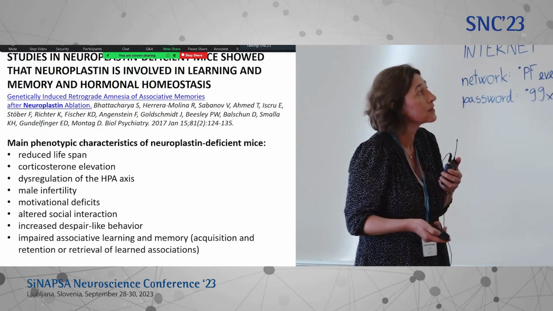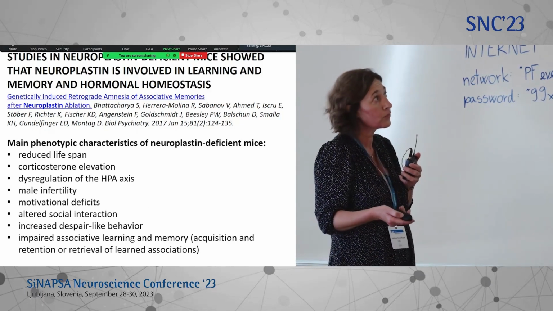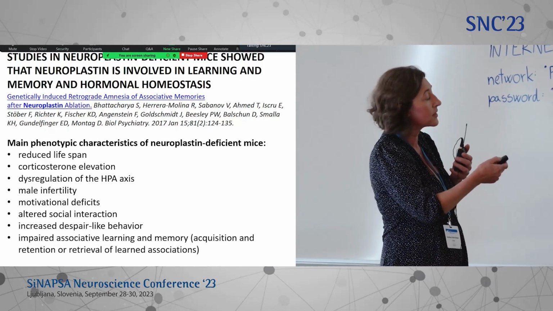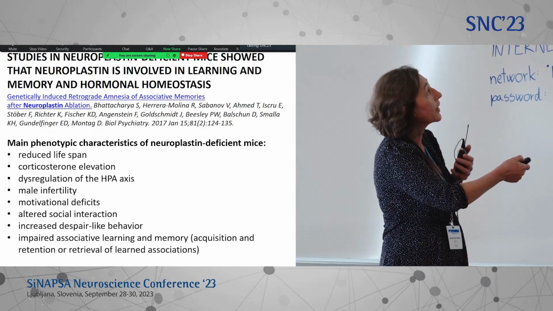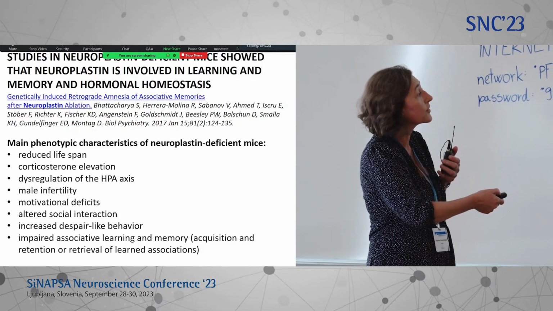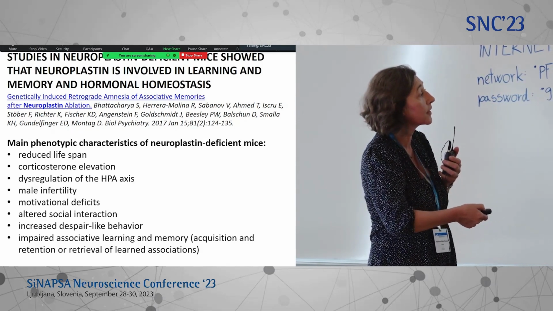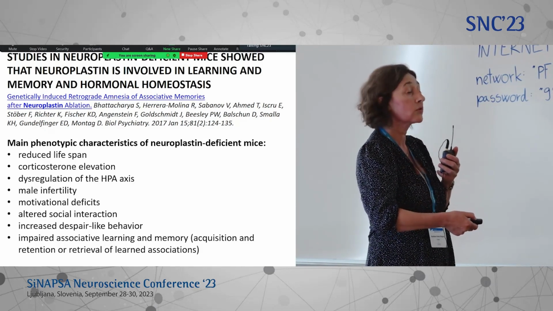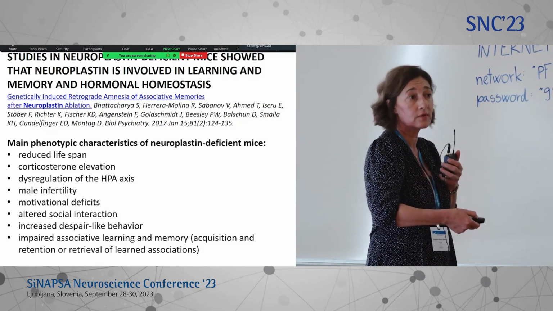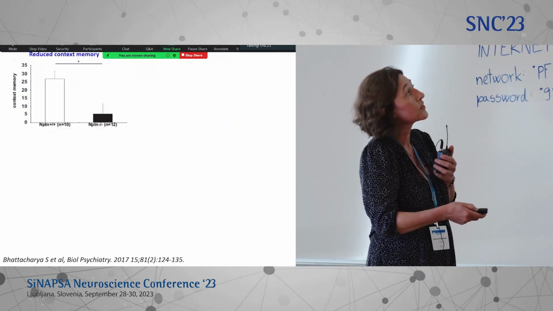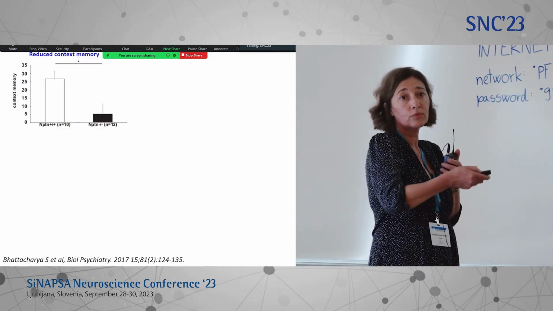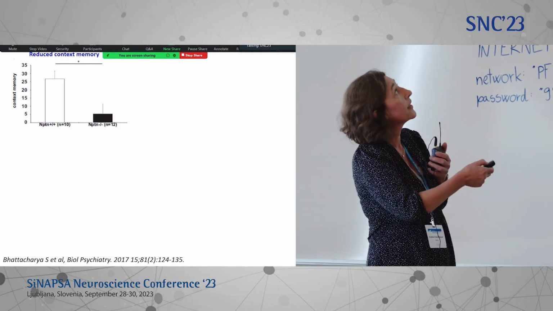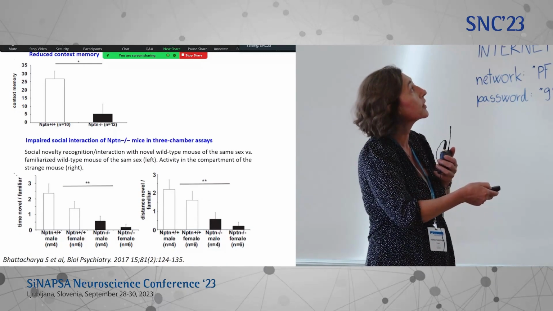You have here the list of the main phenotypic characteristics of neuroplastin deficient mice. I will not now read them all, but for instance, they have reduced lifespan, corticosterone elevation, and what is mostly important is that they have impaired associative learning and memory, meaning that they just cannot retrieve some learned associated memory. So some of the quantitative data coming from those behavioral studies would just be in support of the result that they have reduced context memory.